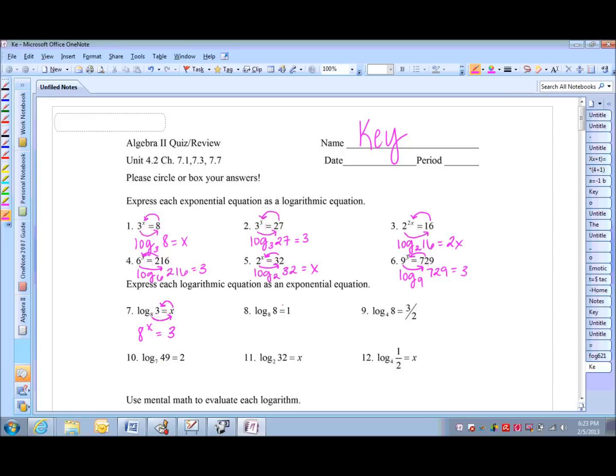Okay, in problem 8, we start off with our base of 8, pick up the 1, and then go from 1 back to the 8, and we write our exponential equation as 8 raised to the first power equals 8. Problem 9, we start off with our base of 4, pick up the 3 halves, and then back to the larger 8, and the way we write it is 4 raised to the 3 halves equals 8.